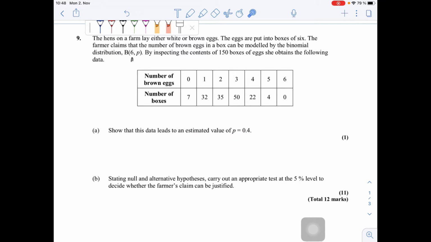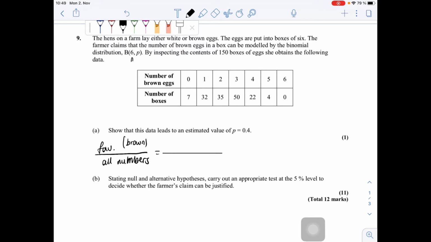What is the p? It is the probability, right? The probability of brown eggs in one box. What does that mean? Brown eggs in boxes, that's 150 boxes. First of all, the probability is a fraction, right? It represents the favorable ones over all the numbers. The favorable one is what I'm looking for, brown eggs, right? Then calculate how many brown eggs there are in 150 boxes.